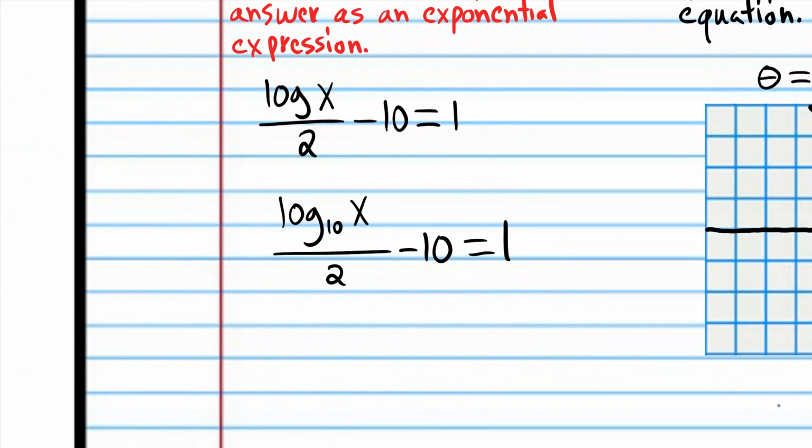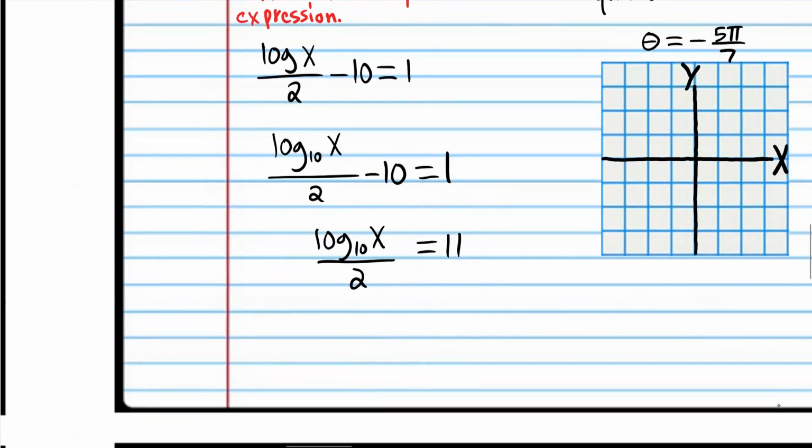Then we need to solve the equation by isolating this logarithmic expression. This is a logarithmic equation, and to solve it, you simply isolate the logarithmic expression. So I added 10 to both sides, and I'm going to multiply both sides by 2. And so we get 22 is equal to log base 10 of x.